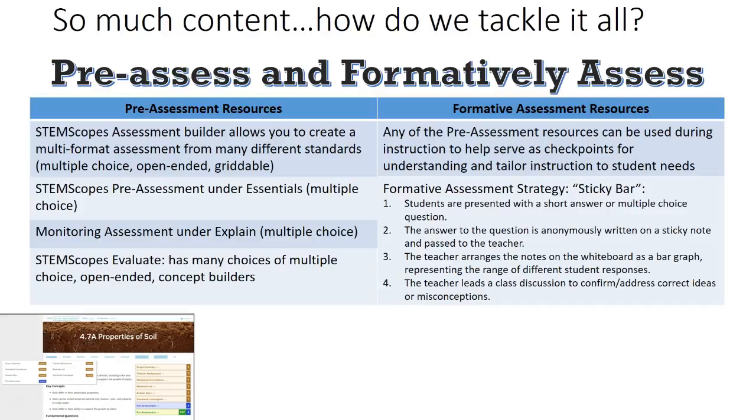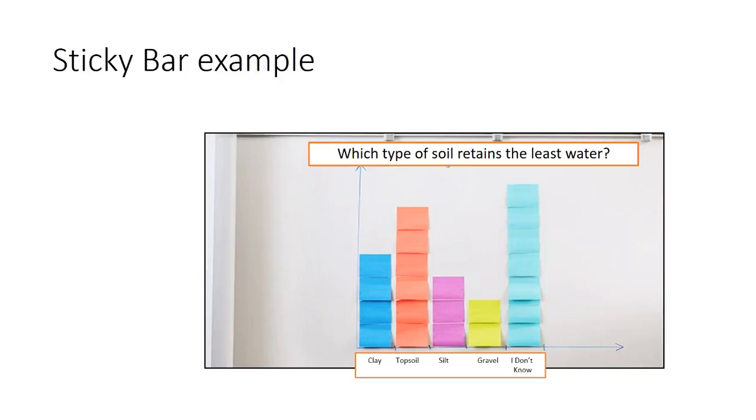So let's say, for instance, your students are looking at properties of soil, and they're having a hard time understanding what retain means, or identifying which type of soil retains the least water. So you might have this question up on the screen, and you could have these written on the whiteboard, and you could have students come up and vote, or if you wanted them to do this more privately and more individually, you could have them write the answer choice on a sticky note, and then you build this bar graph.